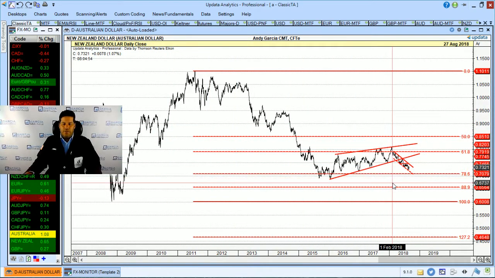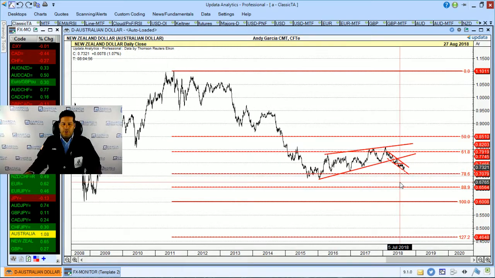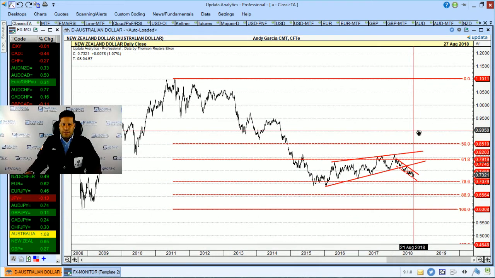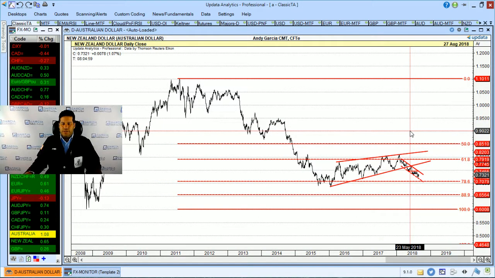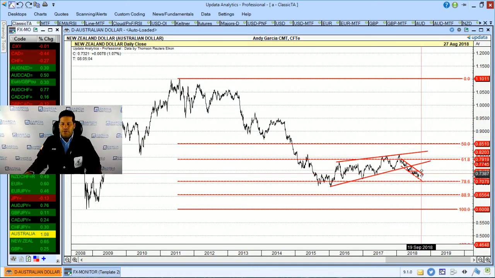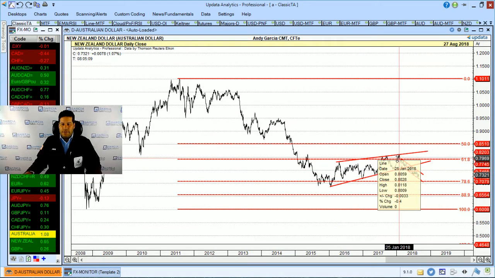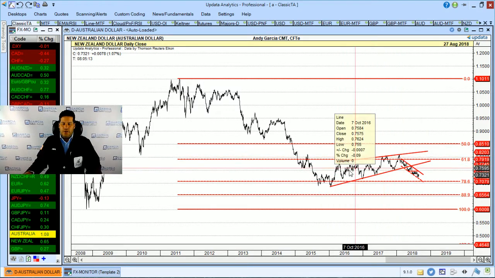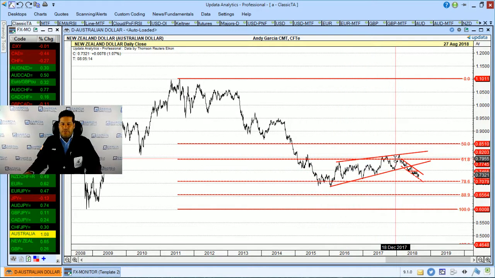That's very vital to me, to look at a bird's eye view as opposed to being so caught up on the day-to-day activity. So it looks like we're not done going down. We have a target here at 70 even. And you can see here that this consolidation or the retracement of this big move has been complete.